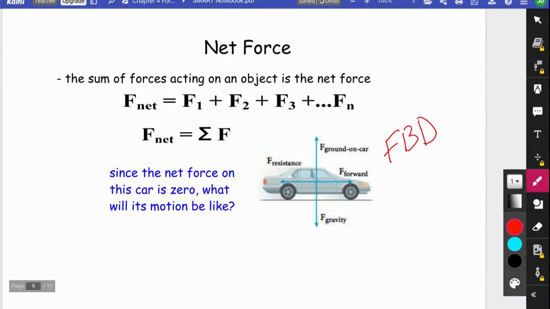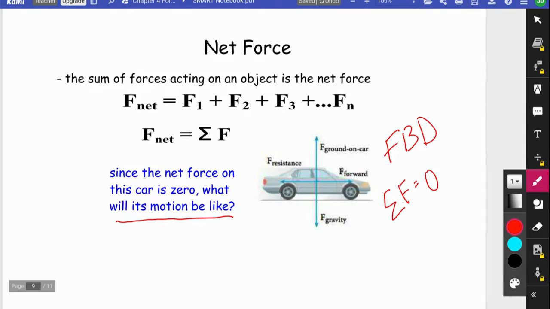But anyways, if all these forces cancel each other out, then the net force equals 0. So the sum of the forces equals 0, and that object's just going to keep doing what it's doing. So what will its motion be like? Well, it depends what it was doing initially. A lot of people would just say it's going to stay at rest. And that could be an answer. If it was at rest initially, it's just going to stay at rest.